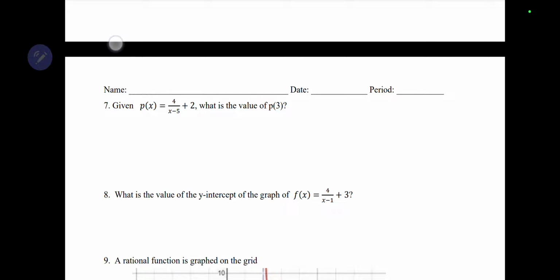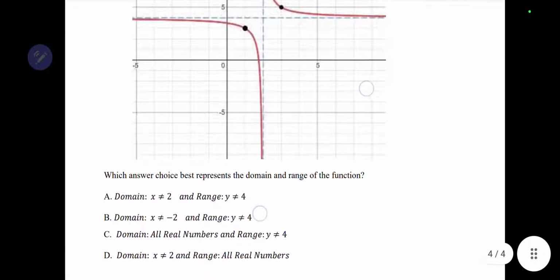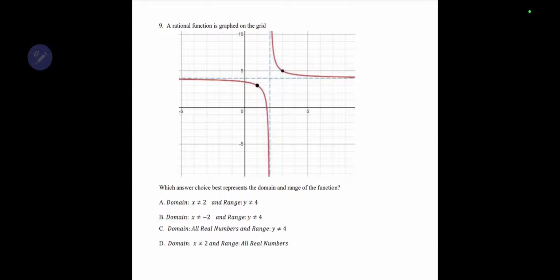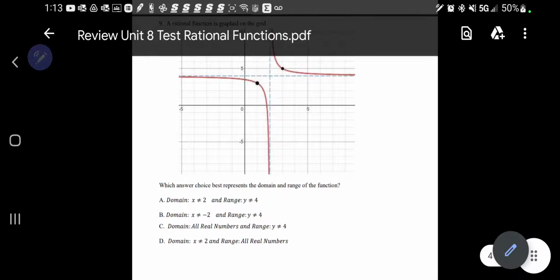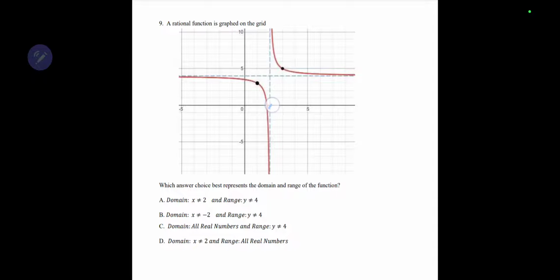All right, now the next one, rational function is graphed on the grid, which best represents the domain and the range. So the domain, now the domain does not touch right here, okay? So x cannot equal 2, and the range over here, y cannot equal 4. So my best answer is letter A, okay? Remember, you're not making it a negative 2 unless you're putting it back into the equation, or if you're taking it from the equation, okay? If you're just looking at this, x is not equal to 2, y is not equal to 4.